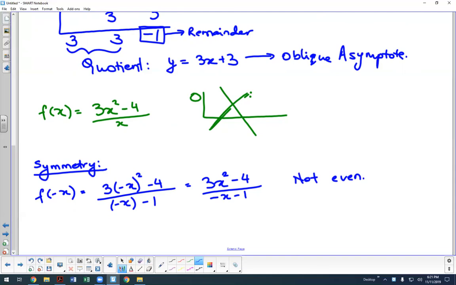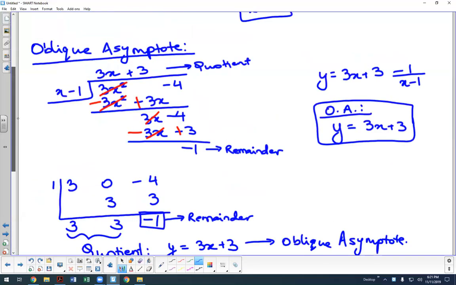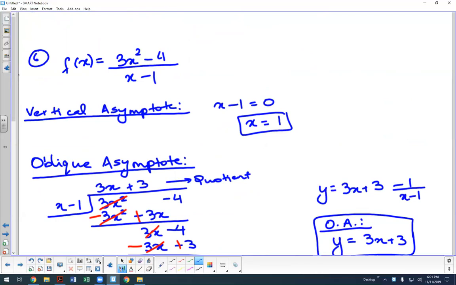However, do I have an odd function? Did I end up getting a negative of the original function? So let's see if we did. That means if we just put a negative in front of our function, now we know our numerator came out to be the same, right? So I'm actually not going to mess with the numerator. So what happens if I put that negative sign on the denominator? Now what will happen if we distribute that negative sign on the denominator? Negative x plus 1.